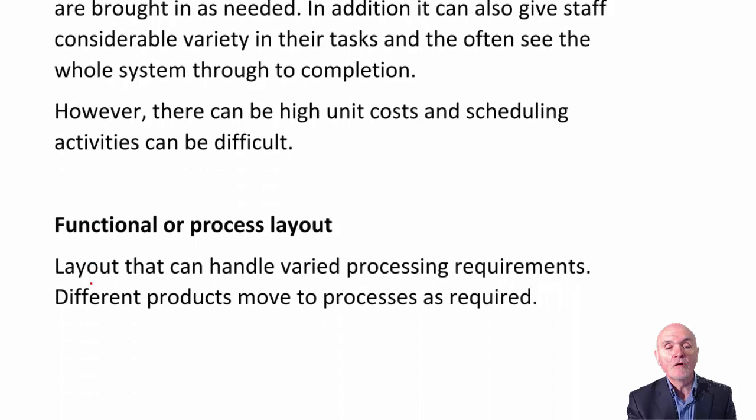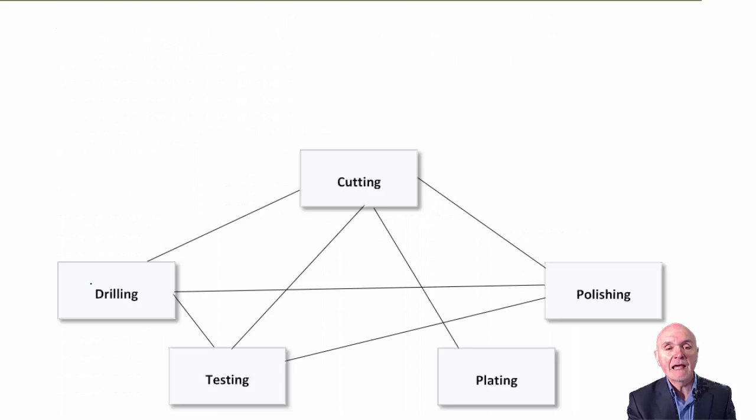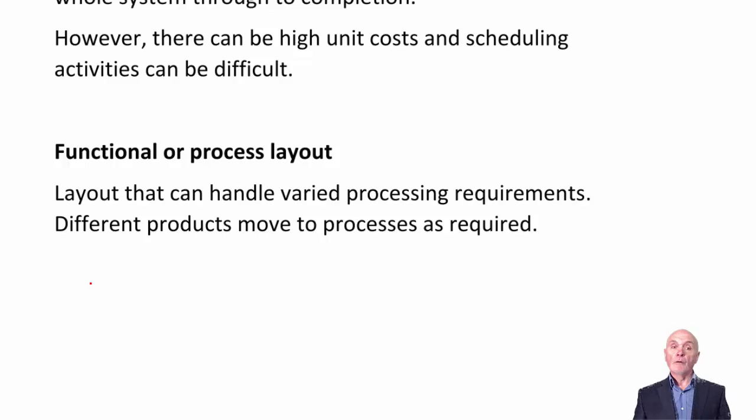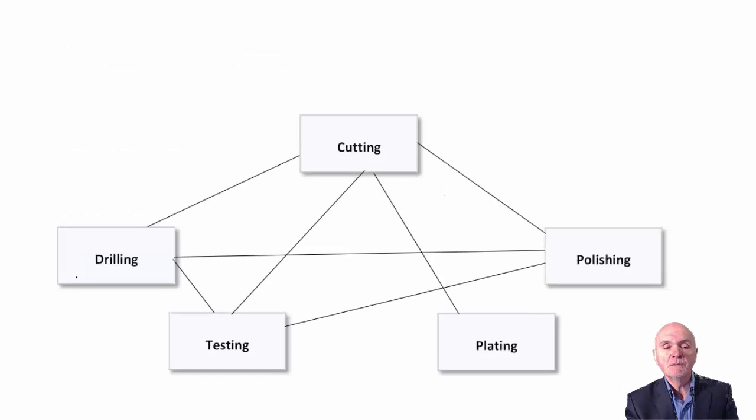Next, you can have a functional or process layout. And in the functional or process layout, you can handle various process requirements. Basically, you have fixed machines and you move products around them as needs be. So here you have your drilling machines, here you have your cutting machine, your testing machine, your plating machine, your polishing machine. If one product needs drilling, cutting and polishing, it'll go from here to here to here.